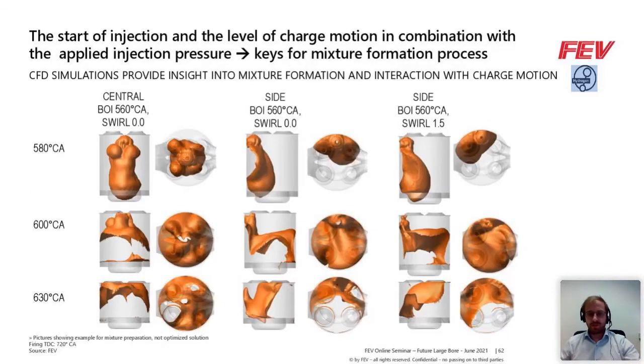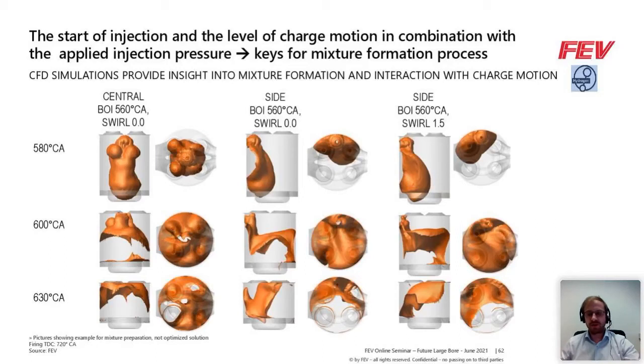So how does this look, or what do we do there? We have three example cases for the mixture formation here. These are just examples, not the optimized solutions. We are having a look at a central injection without swirl, a side injection without swirl, and then also a side injection with a swirl number of 1.5.